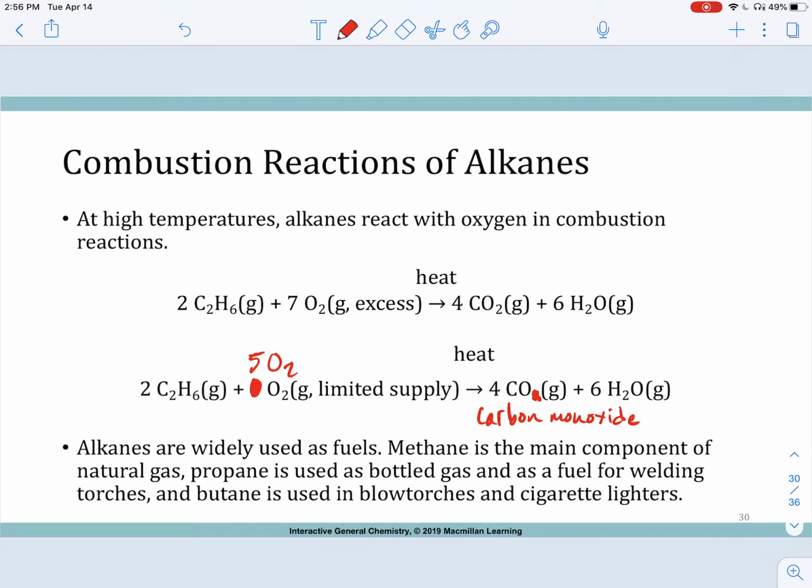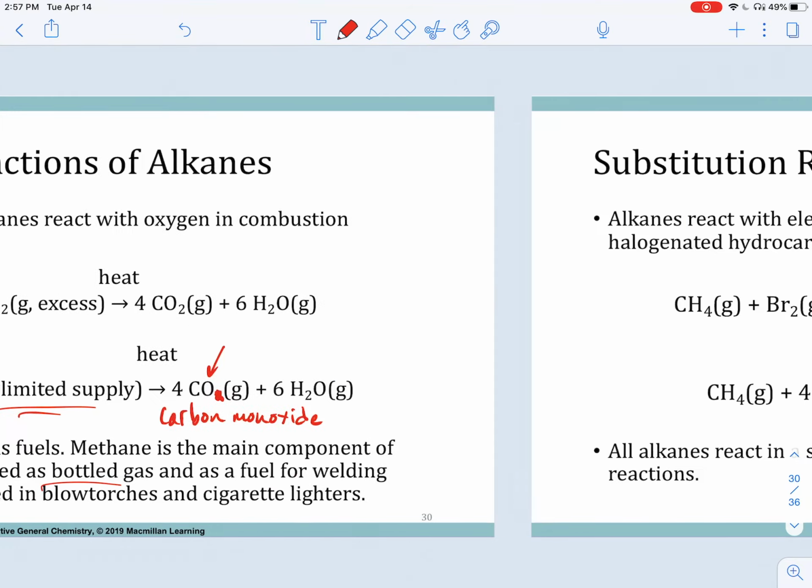It is correct under reactions of alkanes. I'm not sure what happened here. But this is actually what happens for a limited supply. So we actually produce a different component, CO versus CO2. So that's pretty interesting. And yeah, again, these are used as fuels. Methane is this natural gas component. Propane we see in bottles for stoves and lighting your grills, things like that, and welding torches. Butane you can see in blowtorches, and cigarette lighters use butane. So those are some common ways that we see those alkane fuels used.